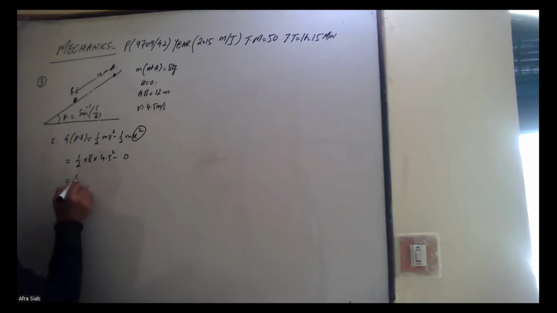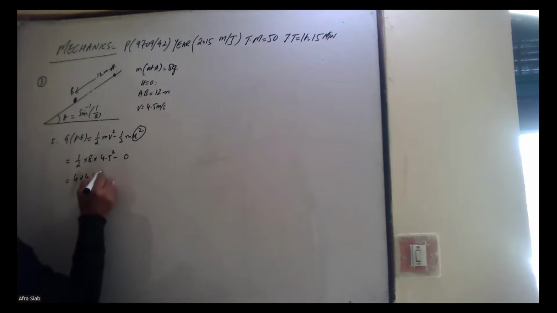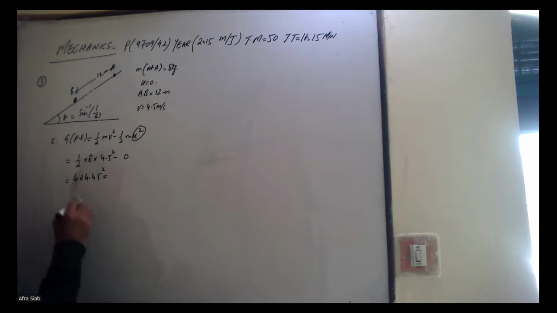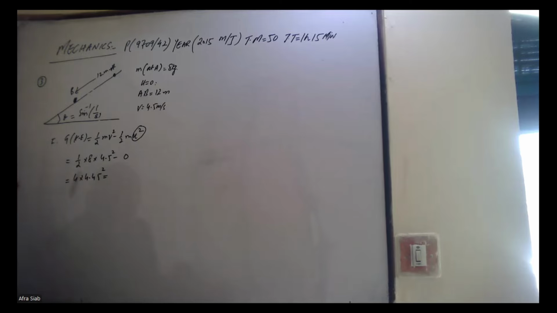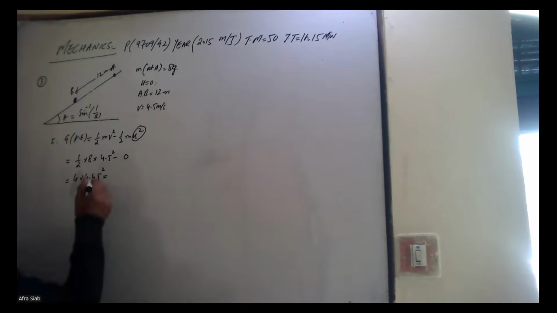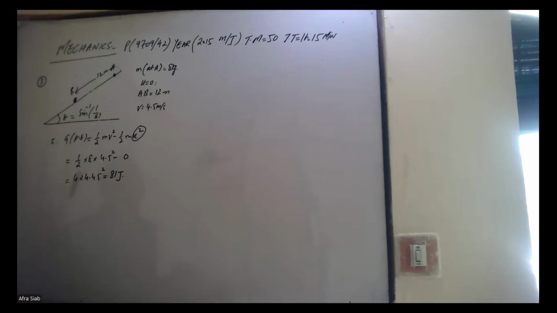So it will be equal to half into 8, that is 4, into 4.5 whole square, and that value is equal to 81 joules, because energy is measured in joule units. Second part is loss in potential energy.